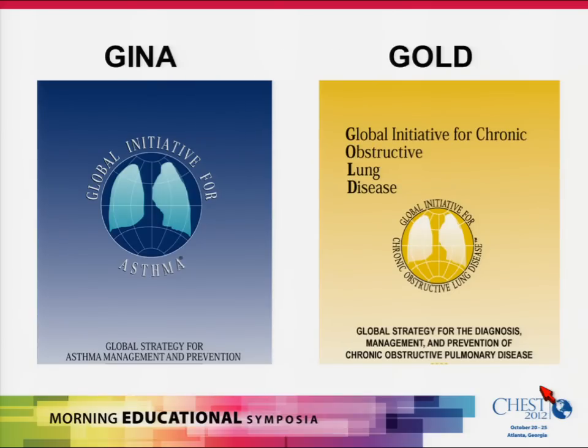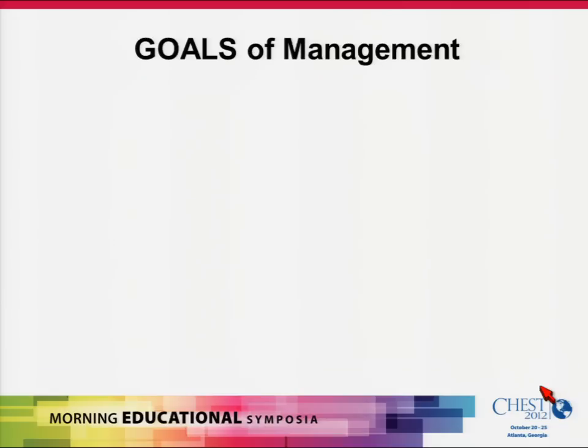We obviously have multiple guidelines for asthma and COPD. The international guidelines are the GINA and the GOLD guidelines, and I refer to those since this is an international conference. Obviously, we do have the NIH asthma guidelines in the U.S. as well as the ATS guidelines. So I refer to those as well during my discussion.